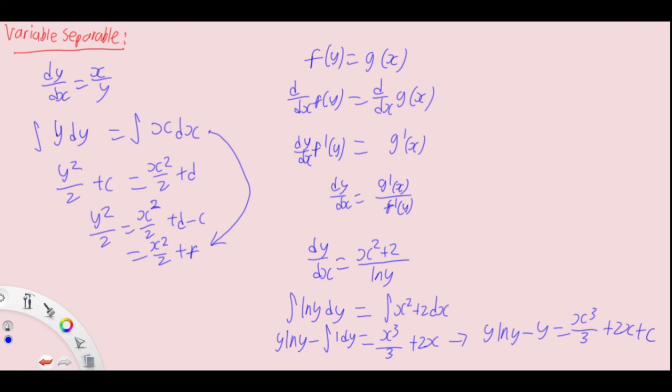So yeah, there we have it, the variable separable method, where we have the general proof here in the center of the screen. And yeah, a pretty easy method.